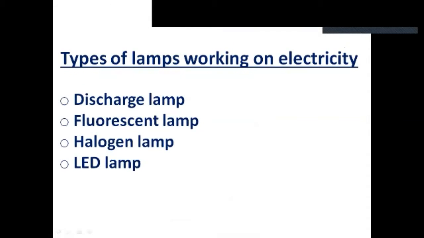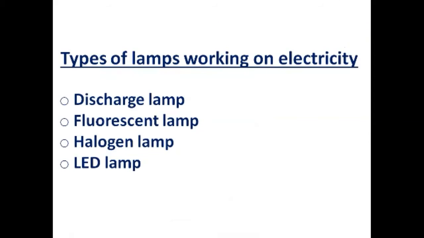Types of lamps working on electricity: discharge lamp, fluorescent lamp, halogen lamp, and LED lamp. There are so many other types of lamps working on the basis of electricity. What is a discharge lamp, fluorescent lamp, halogen lamp, and LED lamp? All of these lamps work on electricity, and it gives the lighting effect of electricity. Next slide.